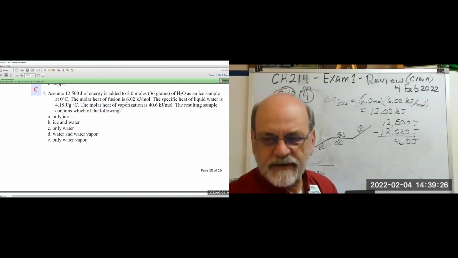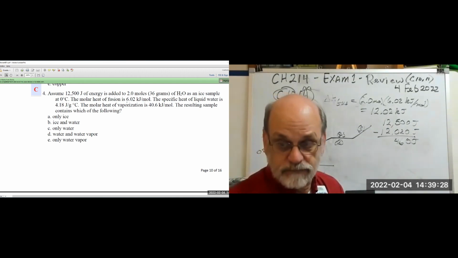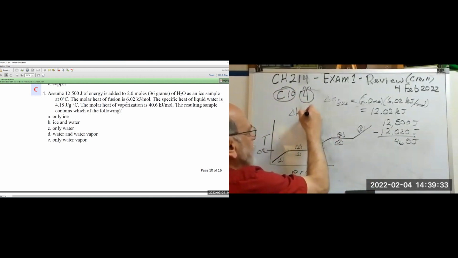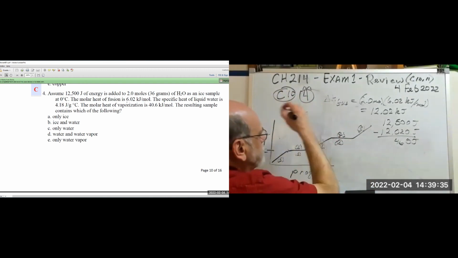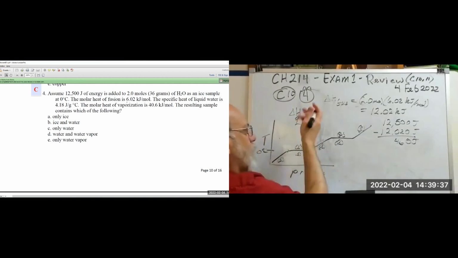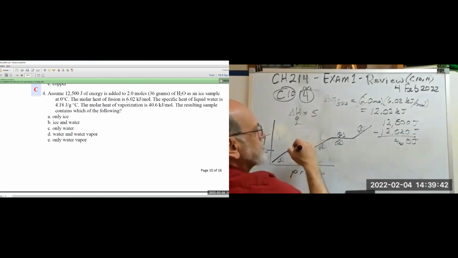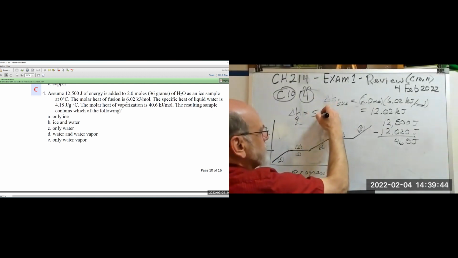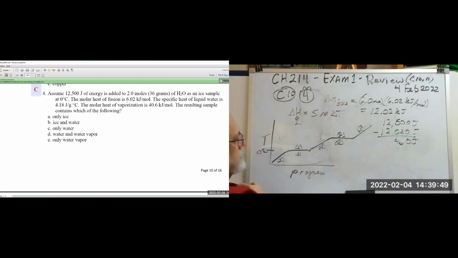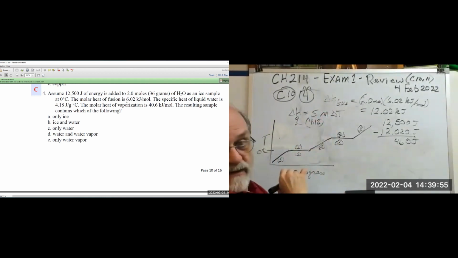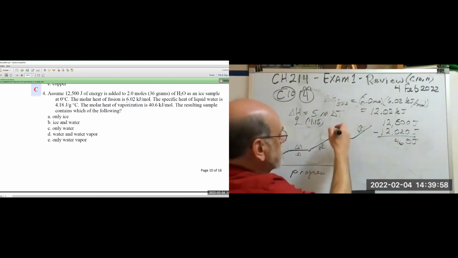Remember the specific heat of water and the formula, right? Delta H equals, or Q that we called it earlier, is the specific heat times the mass times the change in temperature. Specific heat is 4.18. What's the mass? 36 grams.